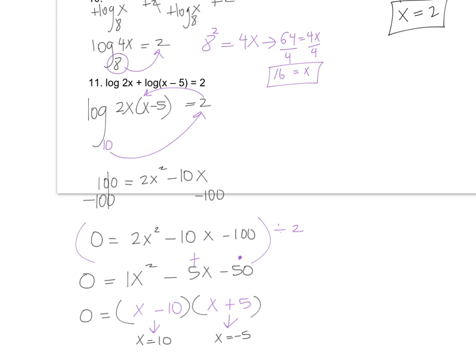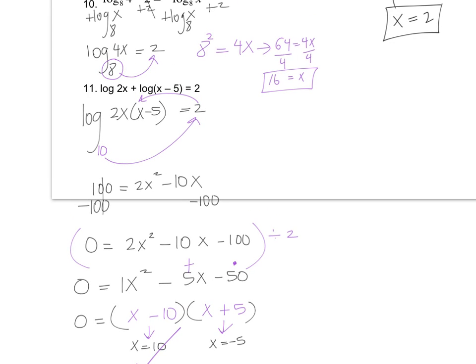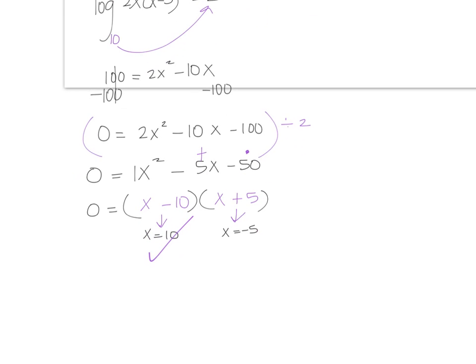Now if I plug 10 over here, 2 times 10 is 20. So that's a positive number. 10 minus 5 is 5, so that's also a positive number. So this is a good answer. Now what about negative 5? Let's see if it makes sense. 2 times negative 5 is negative 10, so I have a log of negative 10. Not possible. So what do we call this? An extraneous solution. So in a problem like that, we only have one solution, where x is equal to 10.